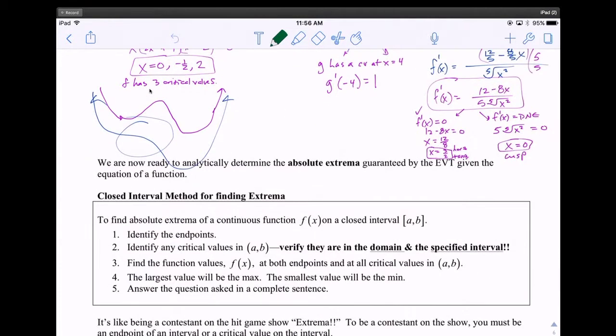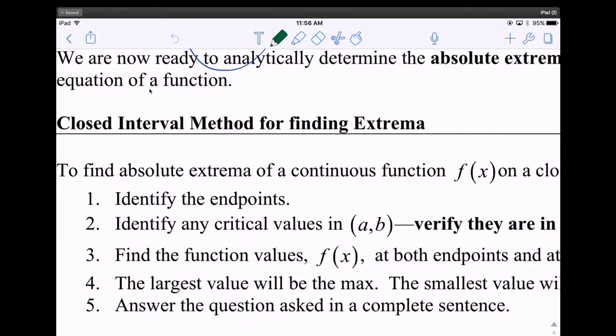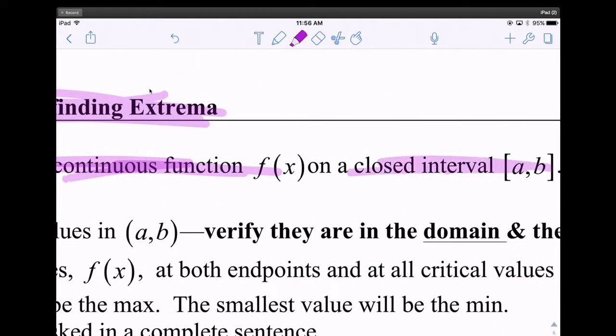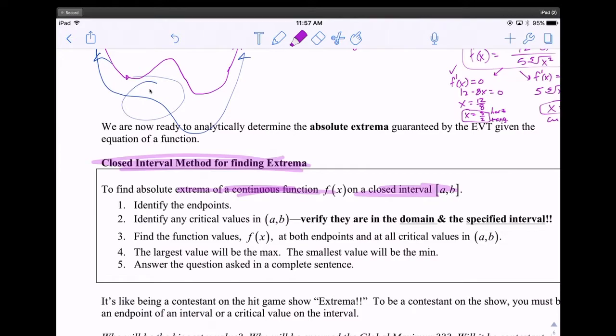So now we have the tools for analytically finding them without the graph. We're going to have another way later on when we get to optimization. So the method I'm teaching you now is called the closed interval method for finding extrema. This is when you have a closed interval and a function that's continuous on the closed interval. The EVT would guarantee that you're going to have both a what and a what? A max and a min, right? By the EVT, if it's a continuous function on a closed interval, you're going to have both a max and a min. And we know they're going to occur at either an endpoint or a critical value.